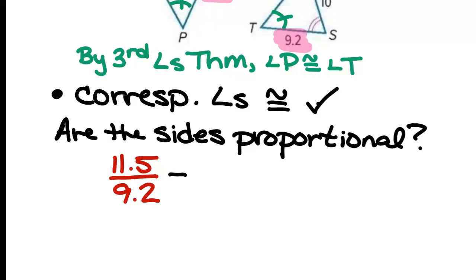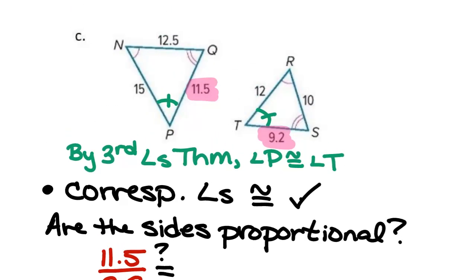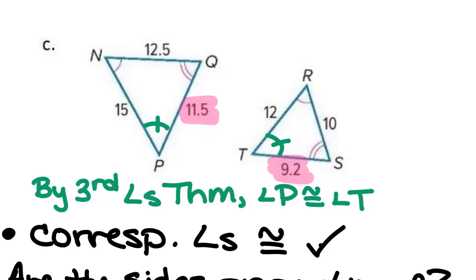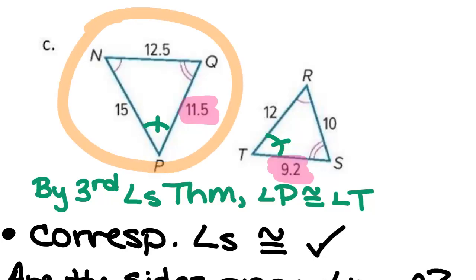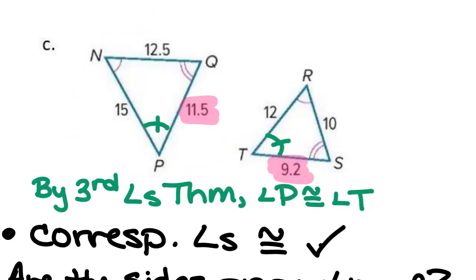I can't just put an equal sign because I don't know that it's equal. Equal sign with a question mark over the top because I need to know, is this equal? That's what I'm asking right here. What's the next smallest side on this triangle? 12.5. And the next smallest side here? 10.